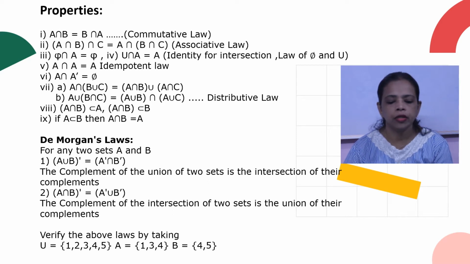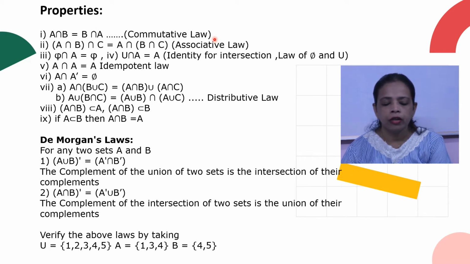A intersection B equal to B intersection A. The first property is called commutative law. It means the intersection portion of any two sets is always the same irrespective of the order of sets. Similarly, A union B equal to B union A.